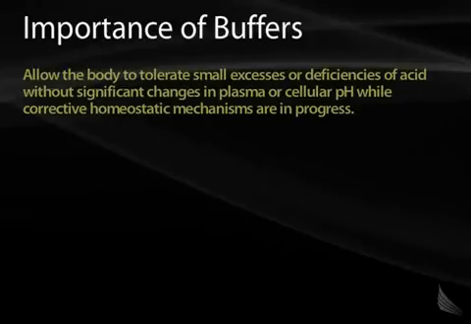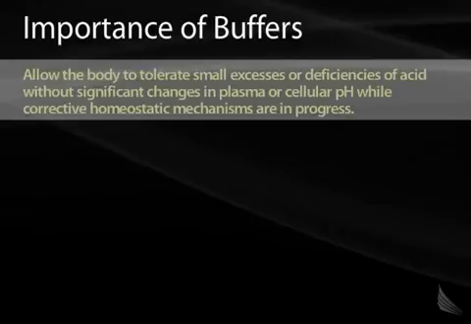Buffers play an extremely important role in the maintenance of normal body pH. The buffers allow the body to tolerate small excesses or deficiencies of acid without a significant change in plasma or cellular pH, while the other mechanisms in the lung and the kidney are at work to return hydrogen concentration and pH back to the normal range.